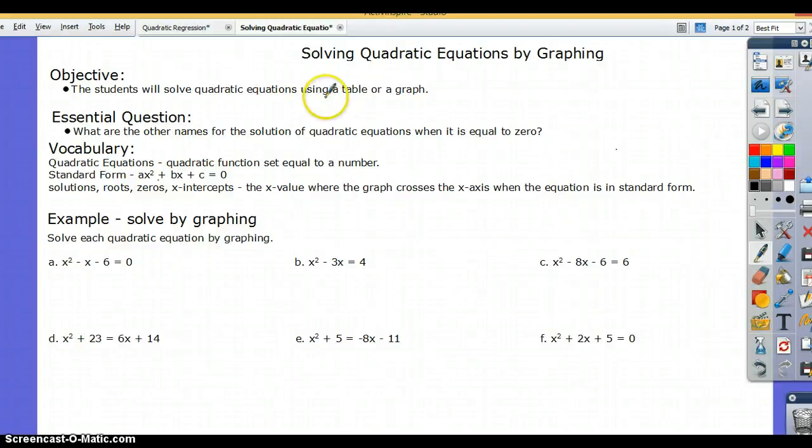Alright, so in our last lesson we talked about quadratic regression. Today we're going to talk about solving quadratic equations by graphing. So you're going to solve quadratic equations using a table or graph. I'll show you both the table and the graph. I think the graph's easier.